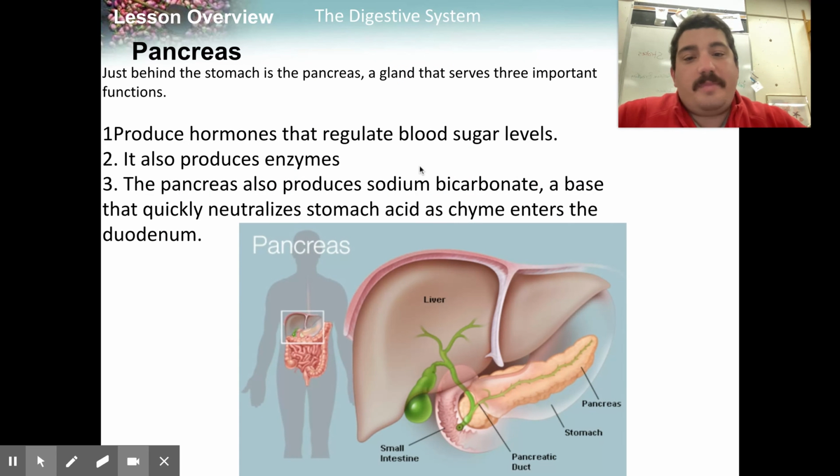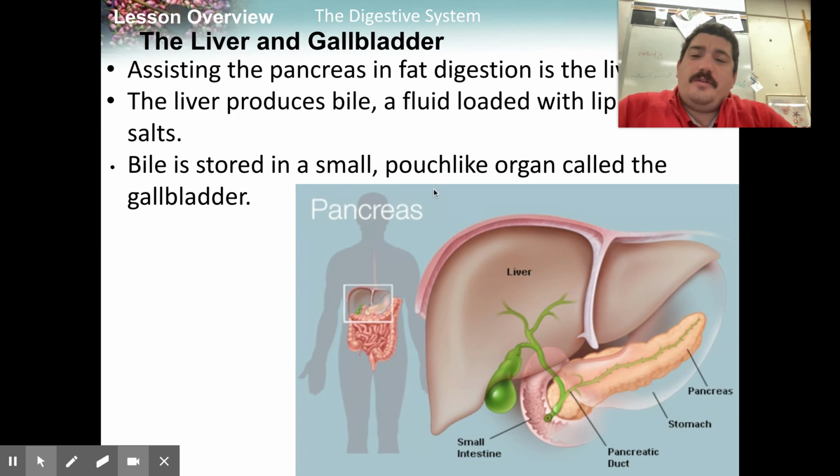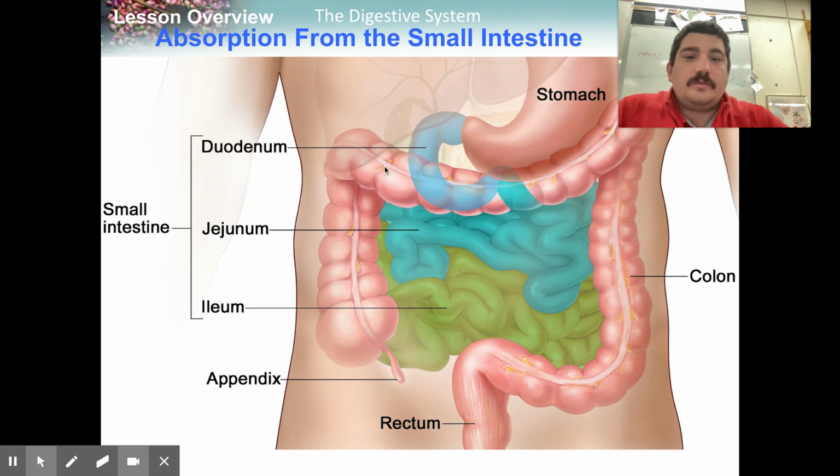Our pancreas regulates blood sugar levels, makes enzymes, and it also creates sodium bicarbonate, a buffer, a weak base that neutralizes stomach acid. So your pancreas is really, really important for us. Again, we're going to go more in depth on all these in class, but this is just a quick overview. Your liver makes bile, which helps break down fats with salts. It's stored in our gallbladder, and it gets secreted right into the duodenum, the beginning of the small intestine.